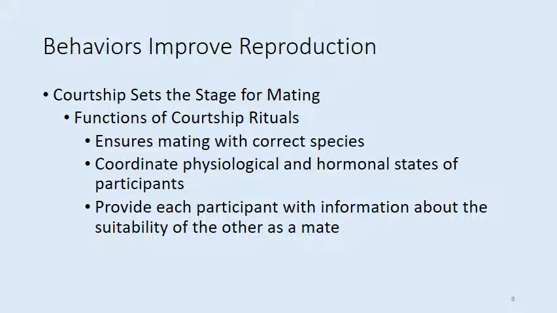Okay, so the last one was about survival, and here it's talking about how behaviors improve reproduction. Courtship behaviors, especially the rituals that animals do. It's to ensure, for one thing, mating with the correct species, because different species have their own courtship behavior. It's also important for physiological hormonal states. So if the female is, for example, in the correct time period, then the courtship behavior would be displayed.